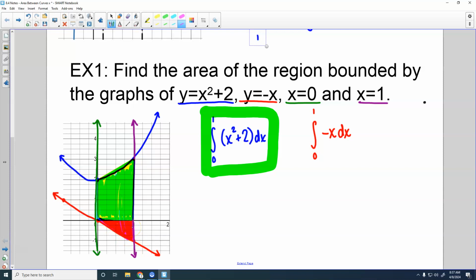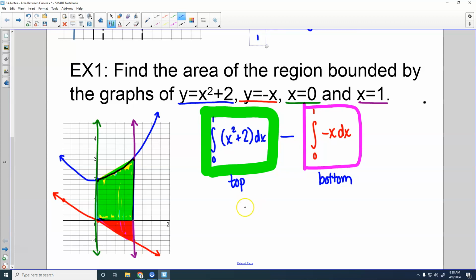Now, it looks like those should be added together rather than subtracted, right? But this second one, this red area here, is the value of that going to be positive or negative? I'm going to get a negative. So if I put subtraction in between, I'm going to be subtracting a negative, which will be like adding, right? So for these problems, you are always doing top equation minus the bottom. Even if it goes below the x-axis, that negative part will just take care of it where it looks like it's adding it together.